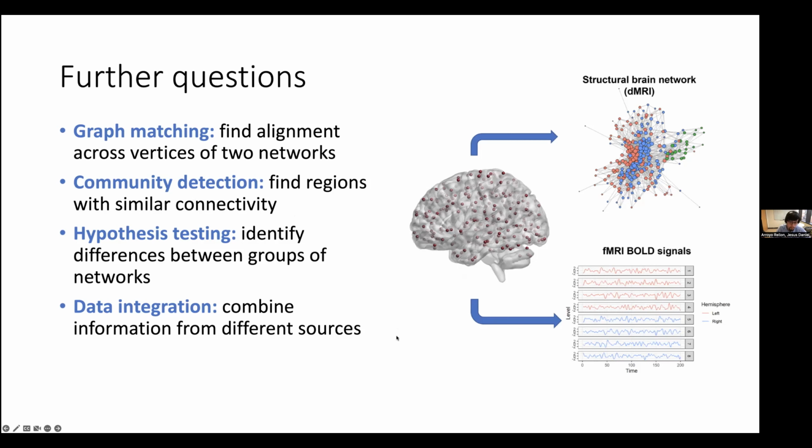And finally, we also want to do data integration, in which we combine information from different sources. For example, as I showed you earlier, we may have structural connectivity indicating physical connections between regions, and we also have functional activations of these regions. So we want to integrate these data sets in order to find more structure and find differences and similarities between the two different structures of the brain.